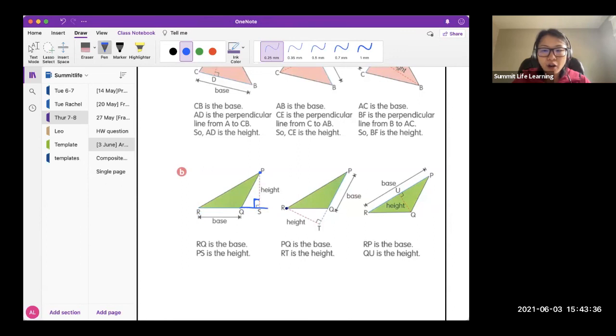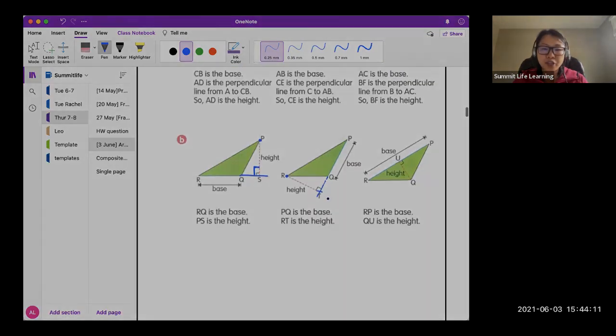Next, you have R. You drop a perpendicular line to PQ. PQ and T don't meet, so you extend Q to T so that RT and QT meet at a right angle. The last one, you will see Q, when you drop a perpendicular line to have PR as the base, this height is within the triangle. So either one is okay. It depends on which one you find more comfortable, and on which one you have been given information about.